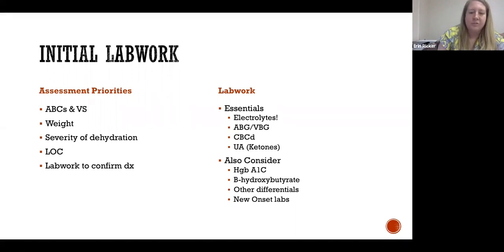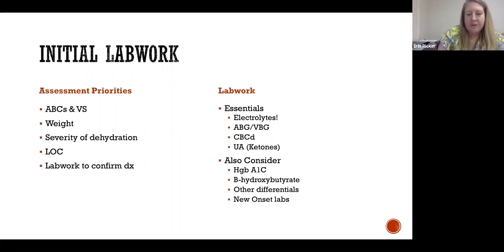These patients will typically present with an elevated white blood cell count from their stress, but they can also have concurrent infections. You'll also ideally want a urinalysis if possible to confirm the presence of ketones. Other things to consider include your hemoglobin A1C and beta-hydroxybutyrate. Again, you want to make sure that they are actually in DKA, not acidotic from something else like septic shock.